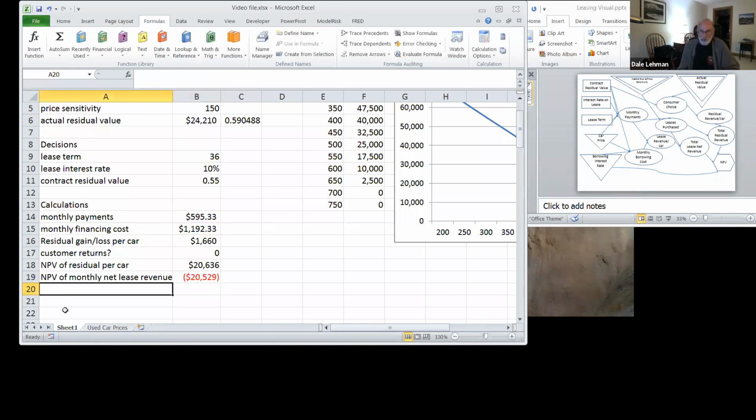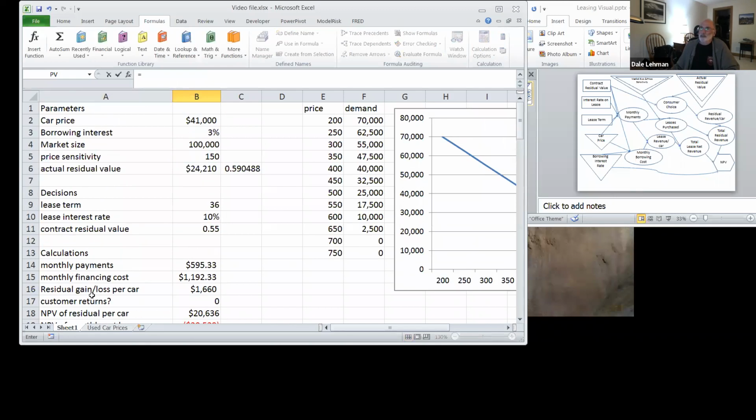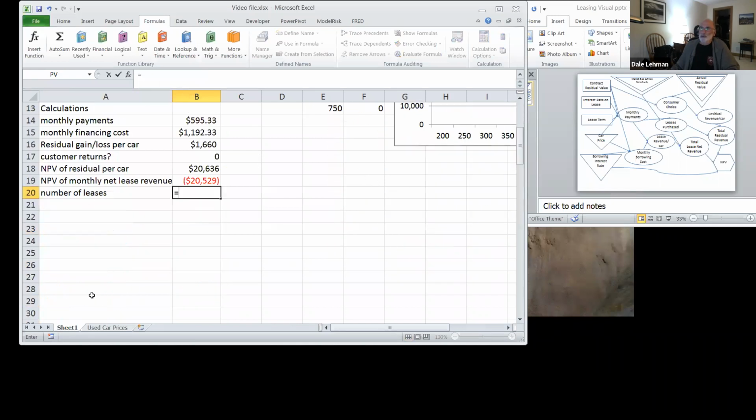Okay, we're almost there. Now what we have is the number of leases. And that's just the formula we used for that little table on the right. It's going to be the market size, the potential market size, which is B4, minus B5 times the price, which is in B14.